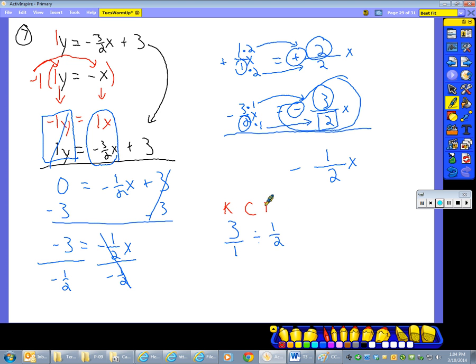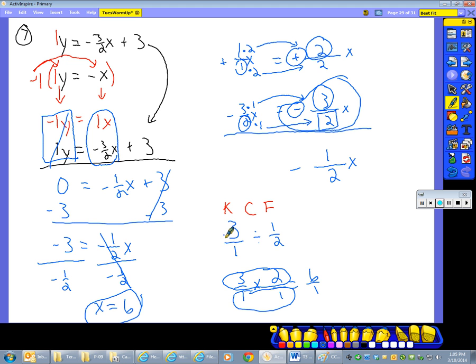KCF. That's right. Most likely your teacher told you to keep the first fraction, change the operation to a multiplication, and then flip the last fraction. So whenever I do that, it looks like this. 3 over 1 times 2 over 1. What is 2 times 3? 6. And then 1 times 1 equals 1. Therefore, I've got x equals 6.